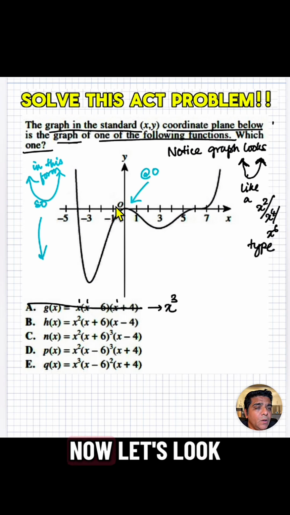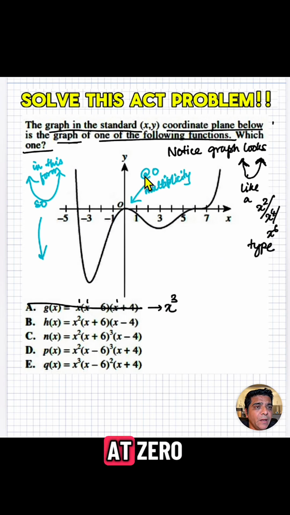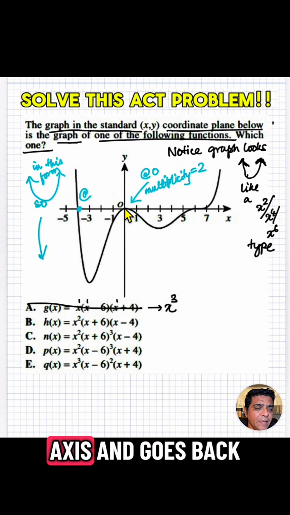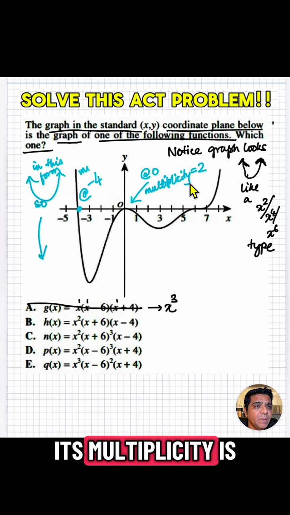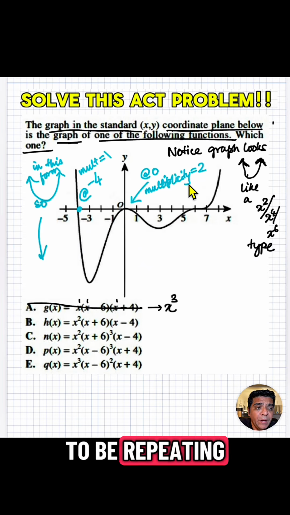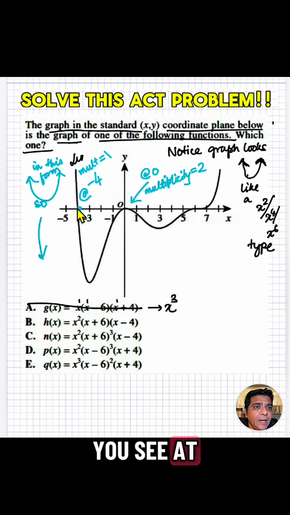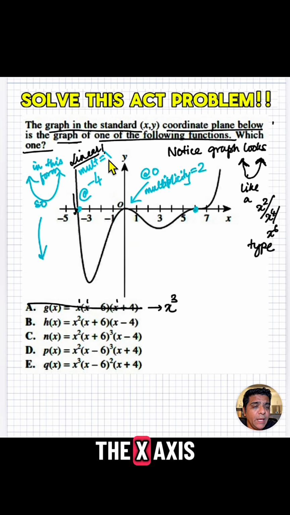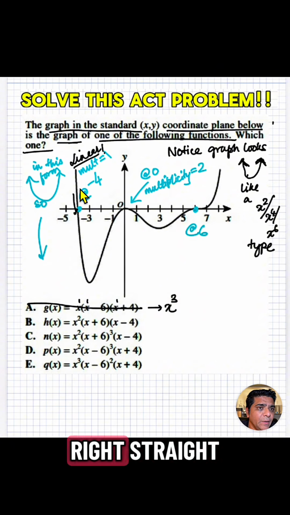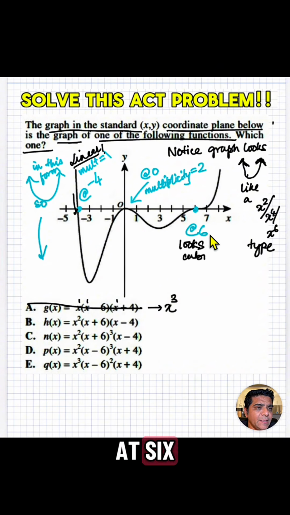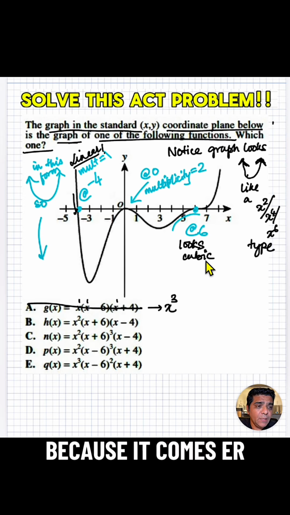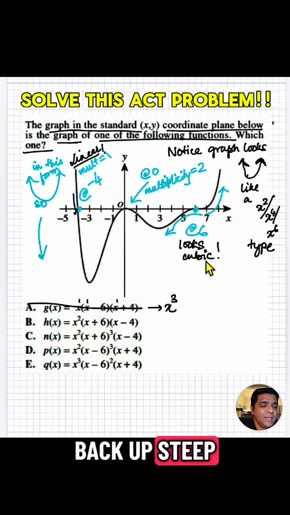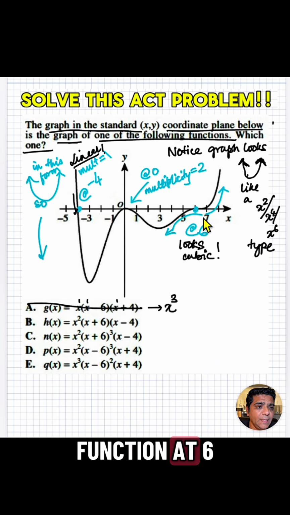Now let's look at where the x-intercepts are. At 0, the multiplicity is 2. That means the graph touches the x-axis and goes back, so it's going to be a repeating multiplicity. At -4, it's a linear type multiplicity where the multiplicity is 1, because it goes through the x-axis and also looks straight. And at 6, this looks cubic because it comes in steep, then flattens off, and then goes back up steep. So it looks like a cubic function at 6.